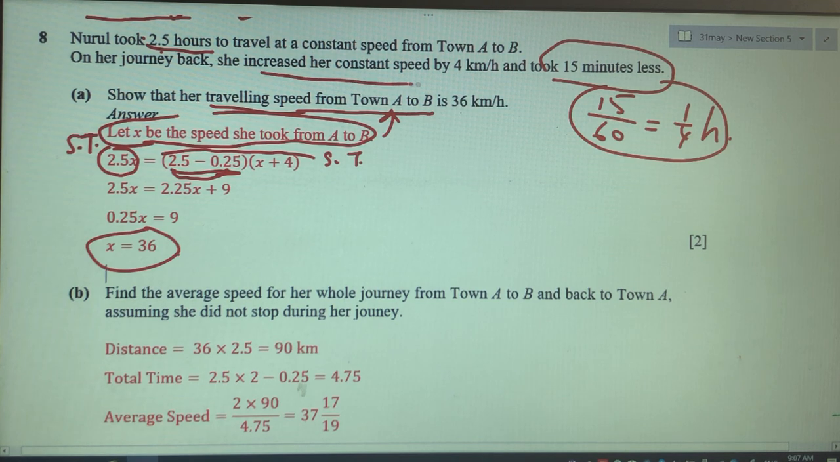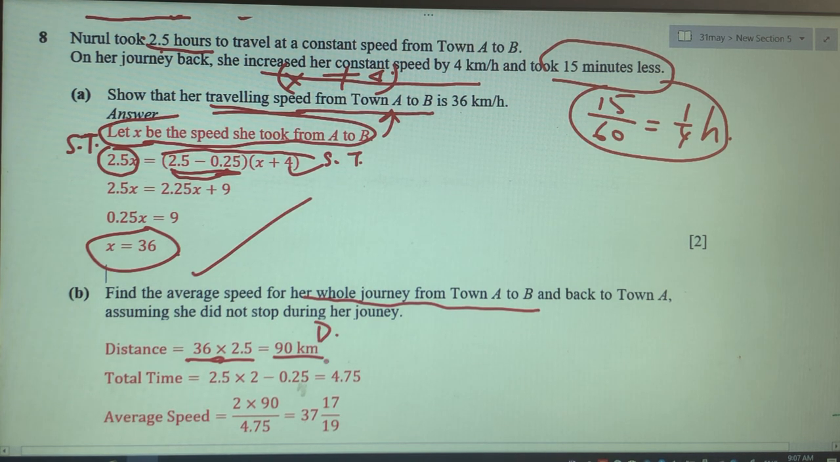And because you increase your speed, it's x plus 4, that's how you get this. And then you solve, and you get the answer already. Okay? Now, the average speed for the whole journey from A to B and back. Don't you agree that speed times time is distance? Then the total time for this, because they take 0.25 less, right? So it's this one. So average speed is total distance divided by total time. Leave it in this form, and that's your answer.